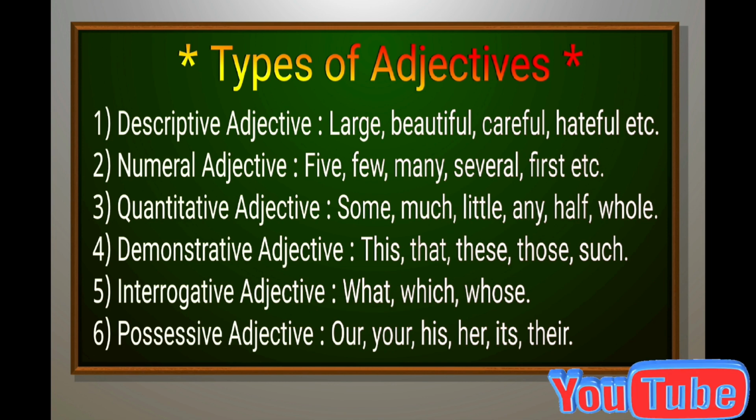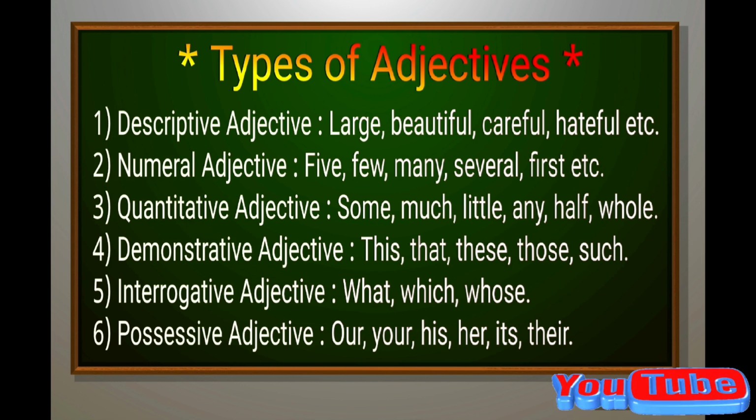Then third one, quantitative adjective. Quantitative adjective is one that shows how much quantity of the things is meant. For example, some, much, little, any, half, whole. Next, fourth one, demonstrative adjective. Demonstrative adjective is the one that points out which person or thing is meant. For example, this, that, these, those, such.